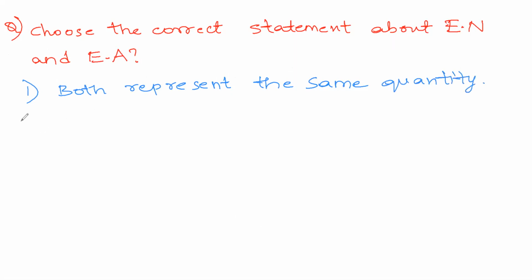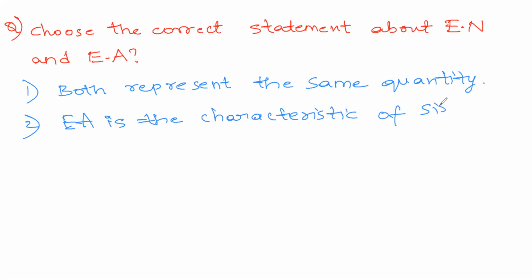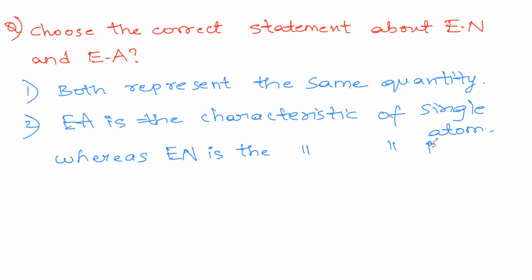Second option, EA, that is electron affinity, is a characteristic of a single atom, whereas EN, that is electronegativity, is a characteristic of a bonded atom.